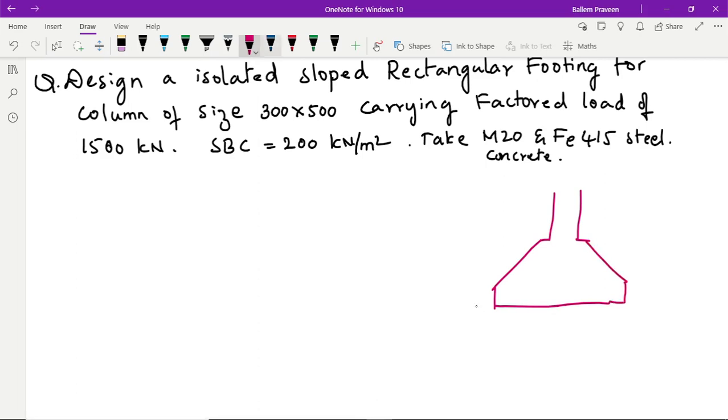So you will have two depths, depth at edge and depth at the column face. Generally, column face దగ్గర ఉన్న depth ని మనం effective depth అని అంటాం. ఇది d1 అనుకుంటే this will be your d2, so your d2 will be your effective depth. ఈ రెండు డెప్త్లు మనం కనుక్కోవాలి. సో d1 కనుక్కోవాలి and d2 కూడా కనుక్కోవాలి. Okay, so that is your slope.